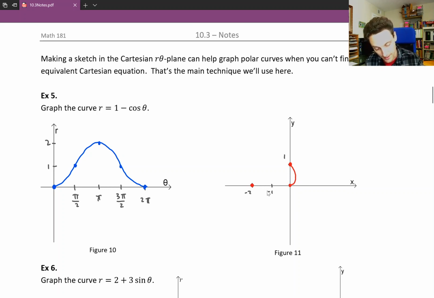Now again, as your theta goes from pi/2 to pi, the r values are going from 1 to 2. So you're moving away from the origin as your theta is rotating from pi/2 to pi. It's going to look something like this.